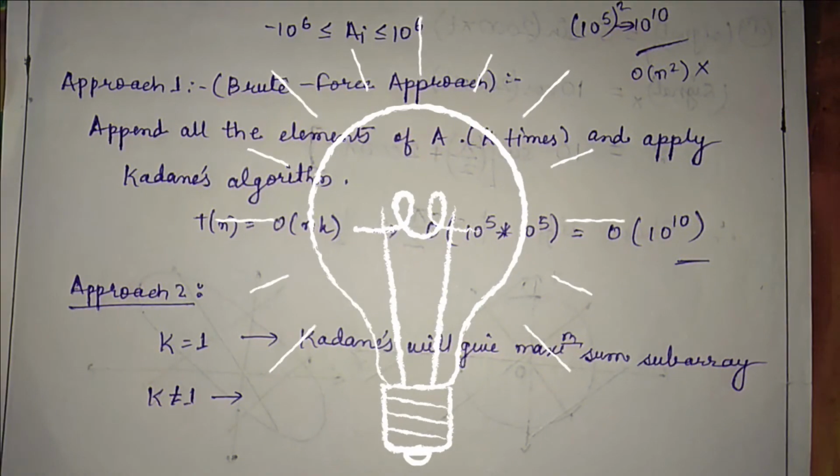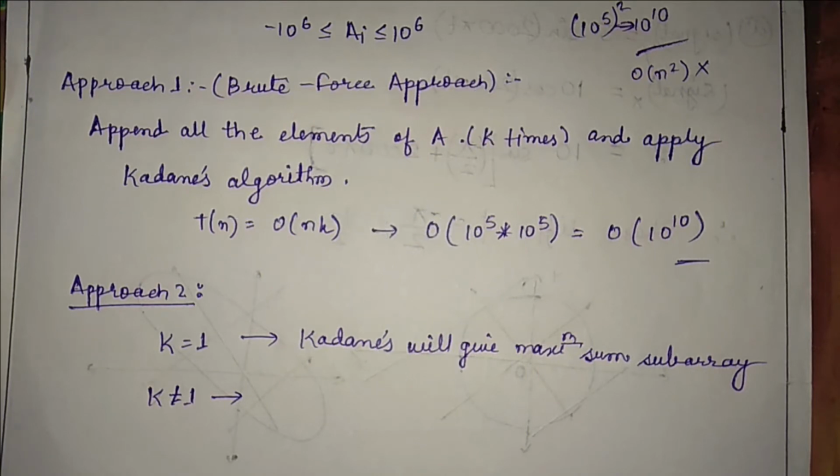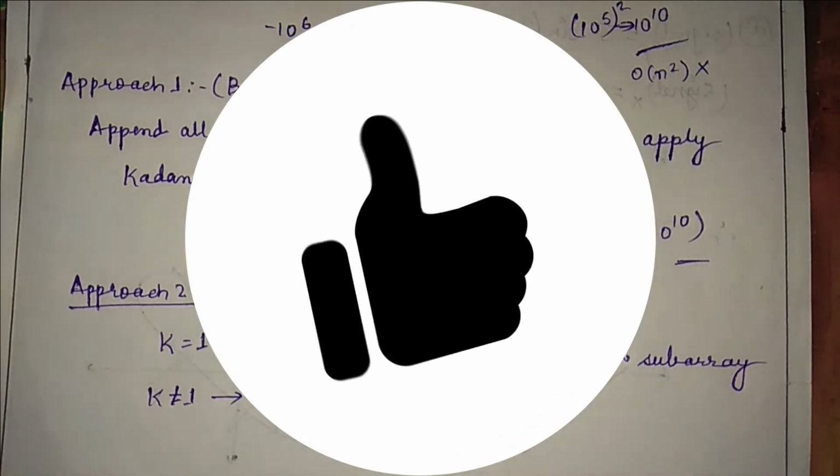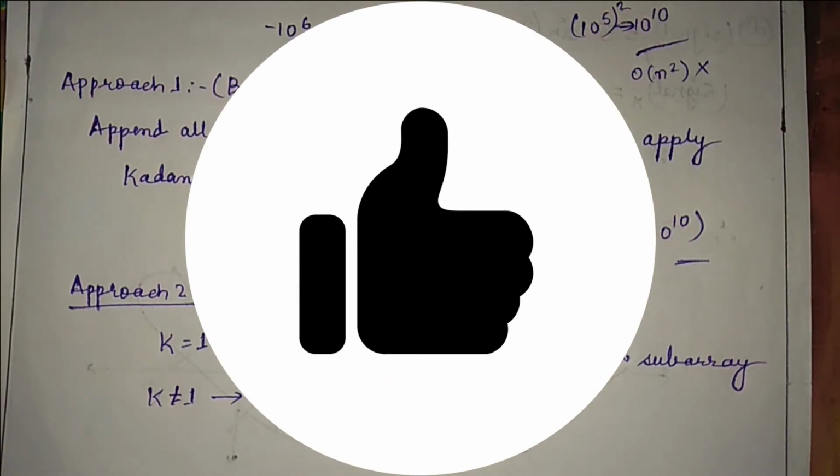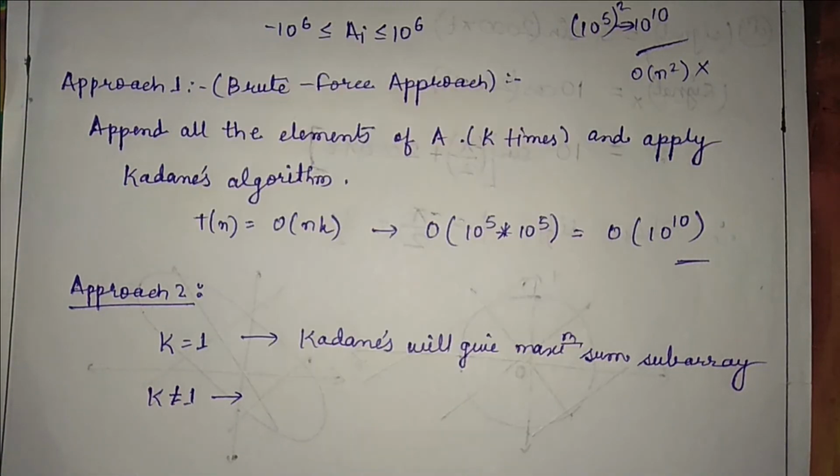If you think, the most basic case will be if k is equal to 1, that is, the array is not going to repeat, then Kadane's will give the maximum sum subarray, right? Because we know that Kadane's algorithm gives the maximum sum subarray for any given array. So for k equals 1, I have no problem, because our algorithm will run 10 to the power 5 times in the maximum case. So this will not create a time limit exceeded condition.